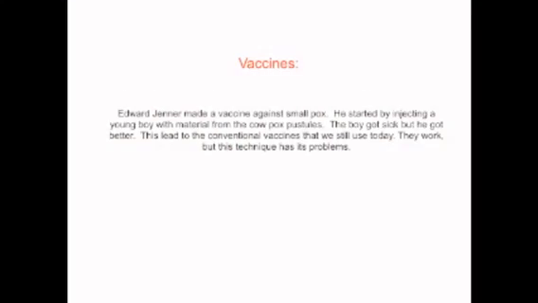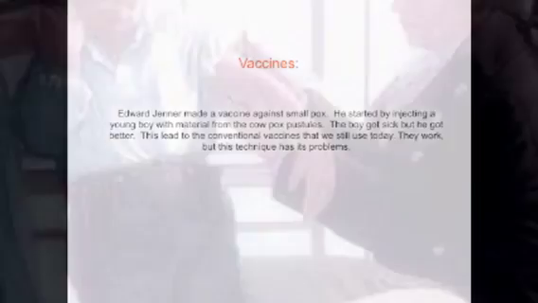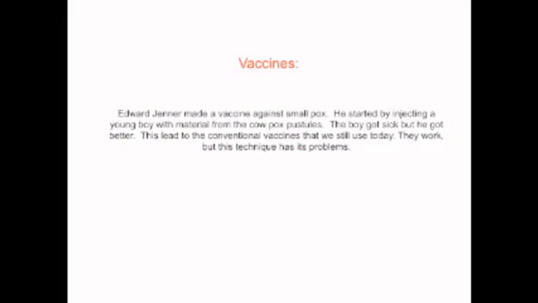As we learned in lecture, Edward Jenner made a vaccine against smallpox. He started by injecting a young boy with material from cowpox pustules. The boy got sick, but he got better. This led to the conventional vaccines that we still use today. They work, but this technique has its problems.